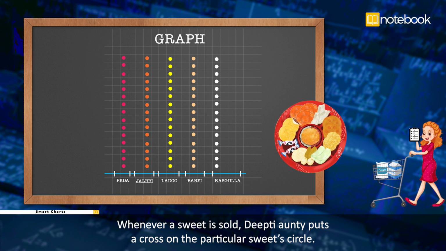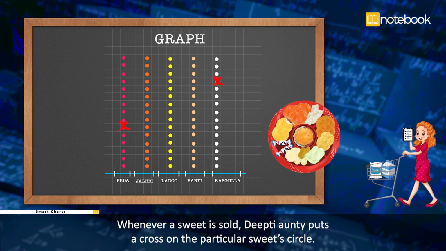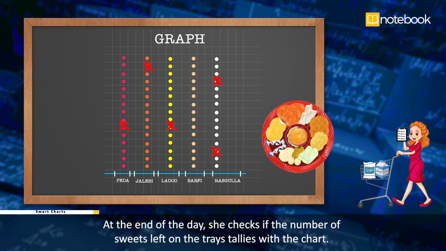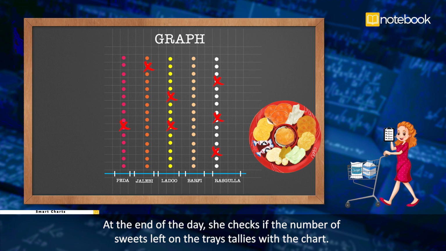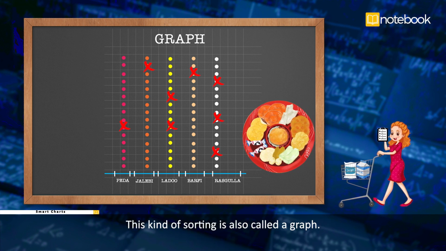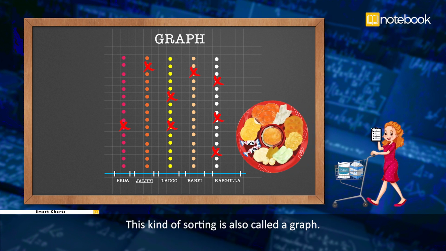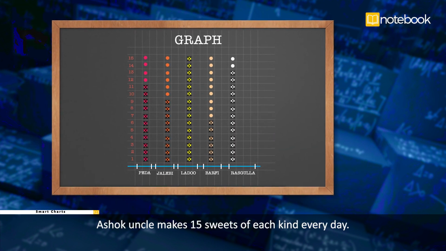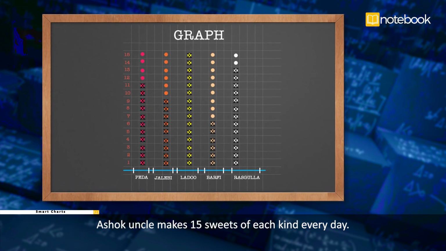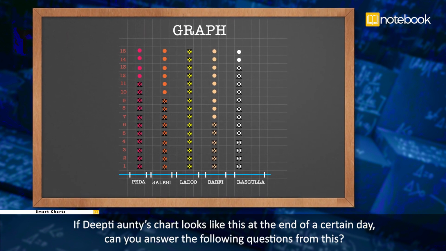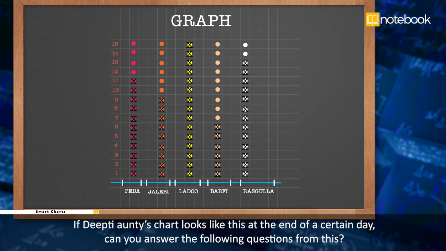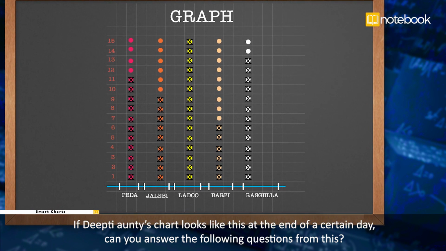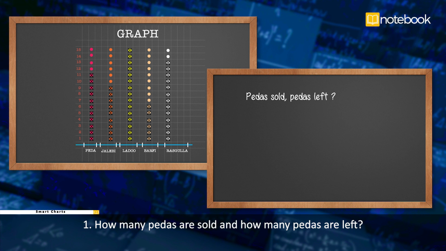Whenever a sweet is sold, Deepthi auntie puts a cross on the particular sweet circle. At the end of the day, she checks if the number of sweets left on the trays tallies with the chart. This kind of sorting is also called a graph. Ashok uncle makes 15 sweets of each kind every day. If Deepthi auntie's chart looks like this at the end of a certain day, can you answer the following questions from this? 1. How many pedas are sold and how many pedas are left?